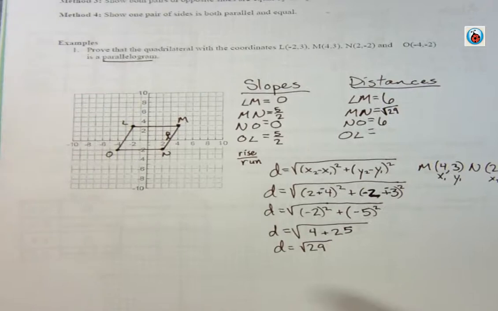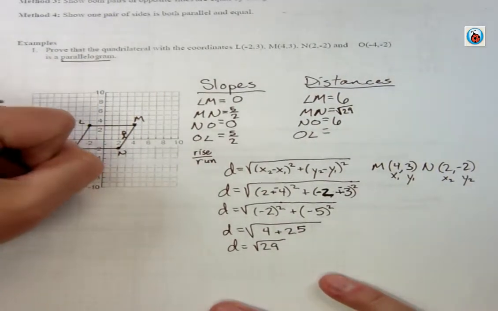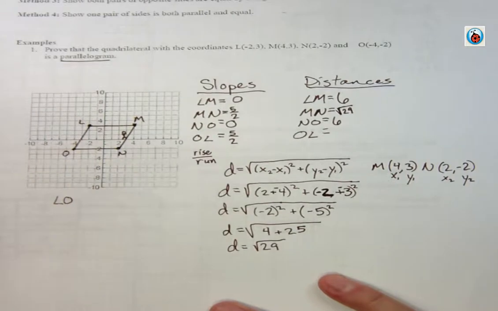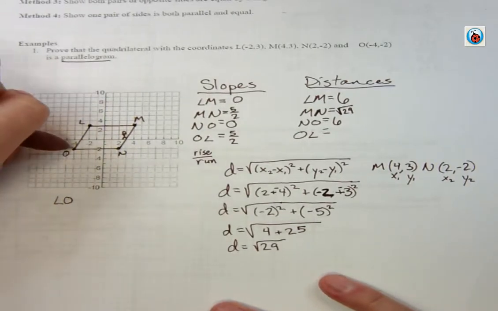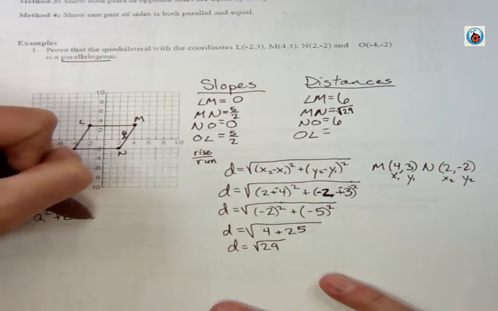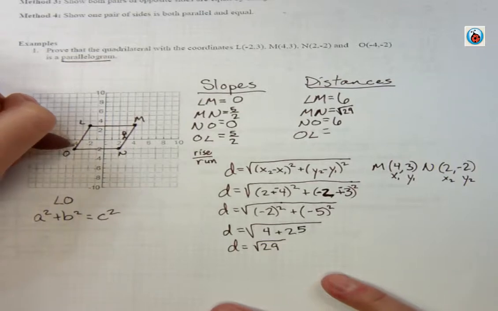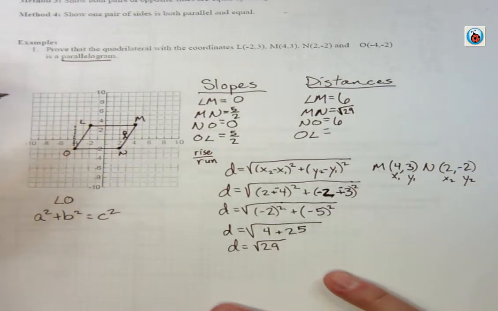Now I'm going to show you the other way. Your other choice, for finding the distance of LO or OL, they're the same, they're interchangeable, is by using the Pythagorean theorem. A squared plus b squared equals c squared. Something else you can do. But what I'm going to do is start at O and put a dotted line all the way up to L.